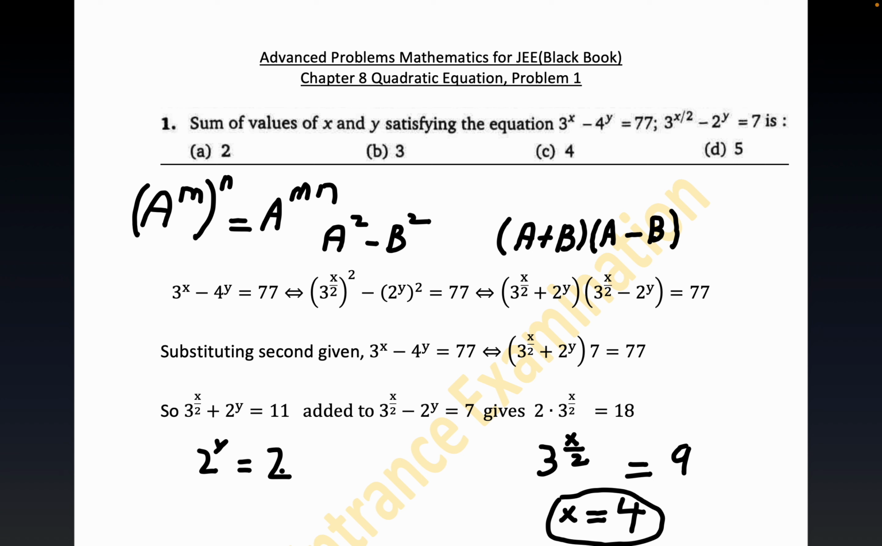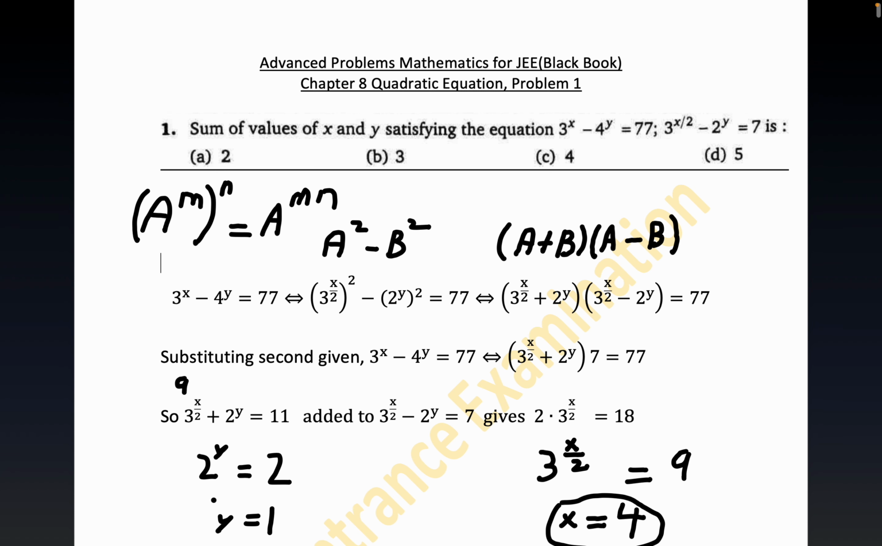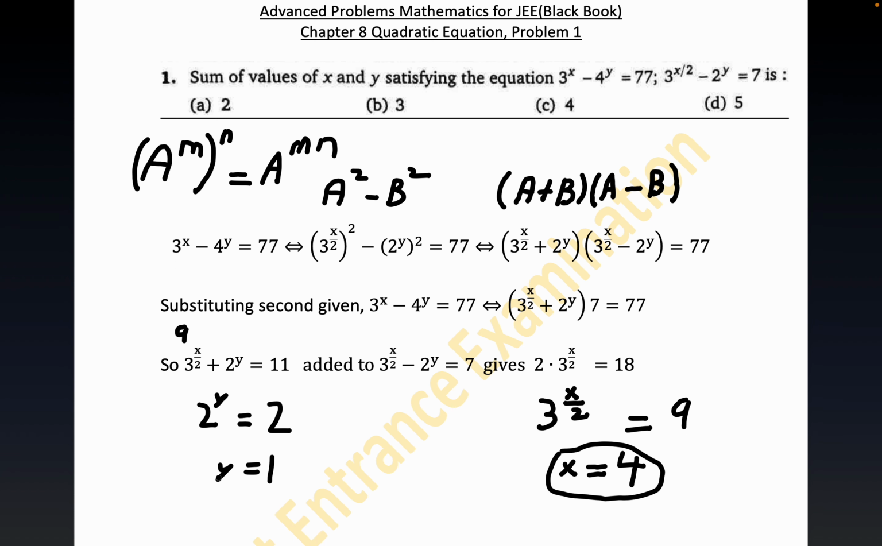Folks, again, apologies for leaving out the step, but we've already seen that 3 to the x over 2 is equal to 9, right? So this would just be 9 right here. If you subtract 9 from both sides, you get 2 to the y is equal to 2, and that implies y equals 1. Okay, so another question is just to find the values, and they're clearly y equals 1 and x equals 4.